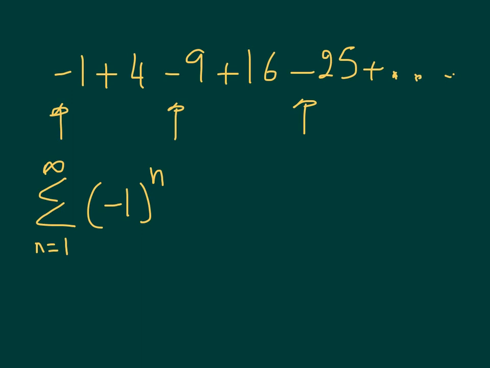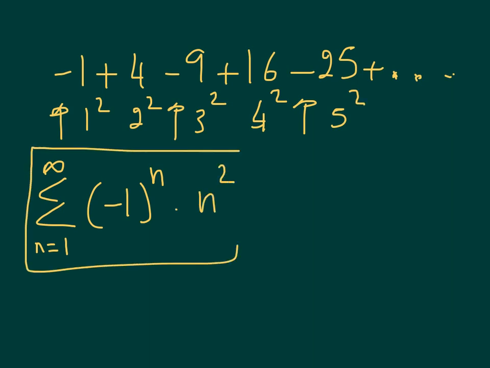And this one, if you look at the numbers, 1 is 1 squared, 4 is 2 squared, 9 is 3 squared, 16 is 4 squared, 25 is 5 squared. So I'm just going to multiply them by n squared. I do want you to go ahead and try it. Let n equal 1, see if you get the first term. Let n equal 2 and get the second term, and so on.